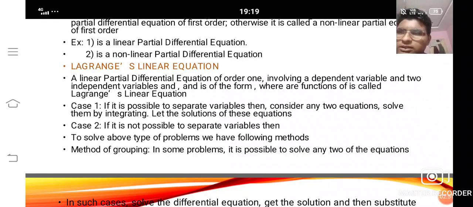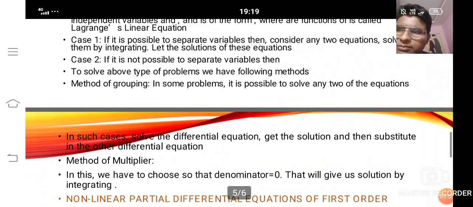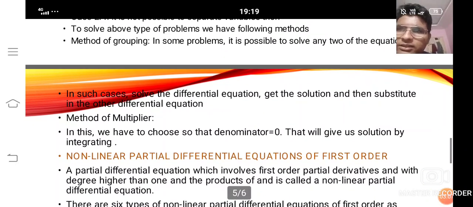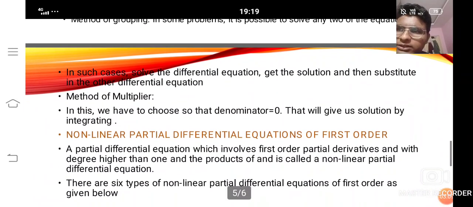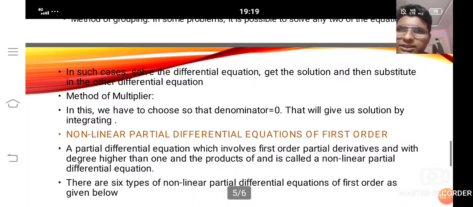Case 1. If it is possible to separate variables, then consider any two equations and solve them by integrating. Case 2. If it is not possible to separate the variables, then to solve such types of problems we have to follow the method. Method 1: it is possible to solve any two equations. In such cases, the differential equations give the solutions, and then substitute them in the other differential equation.